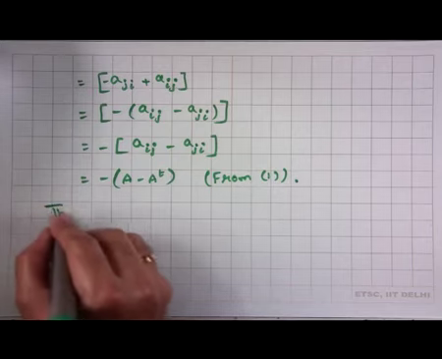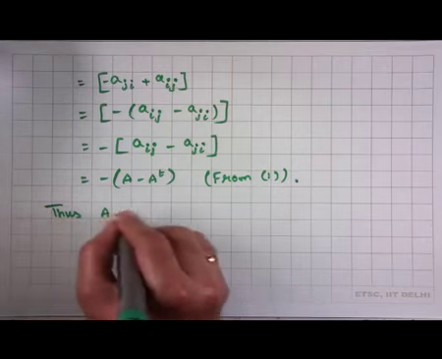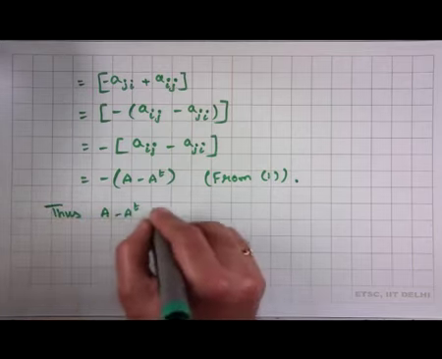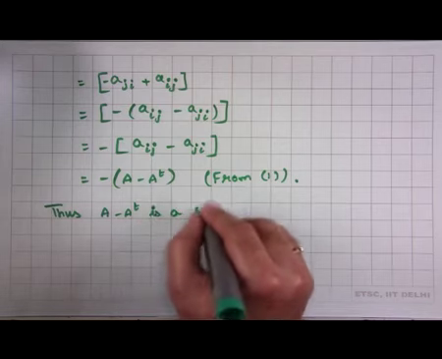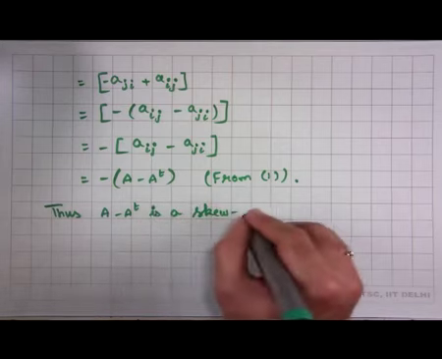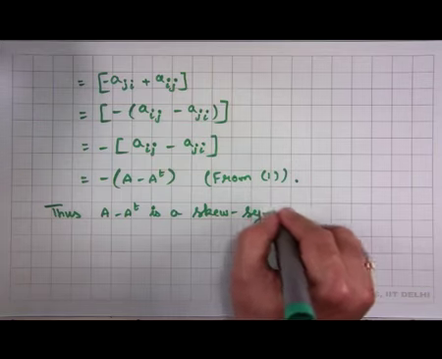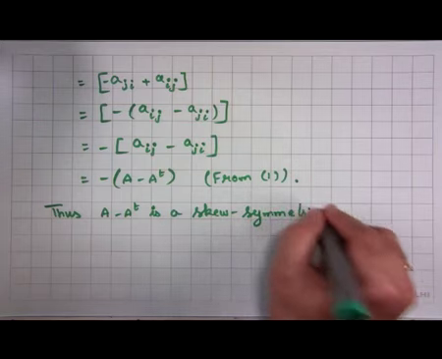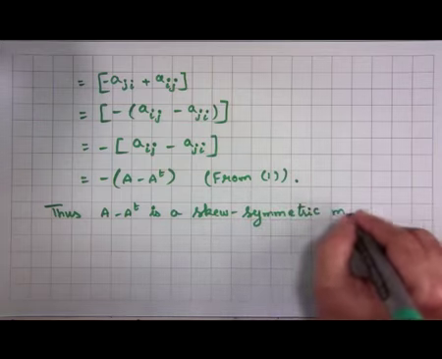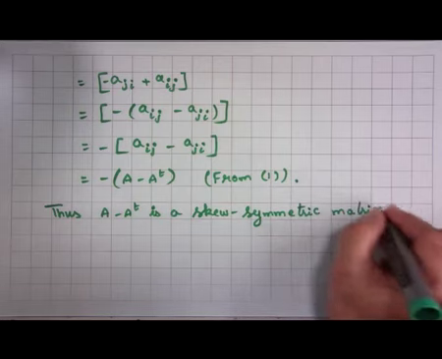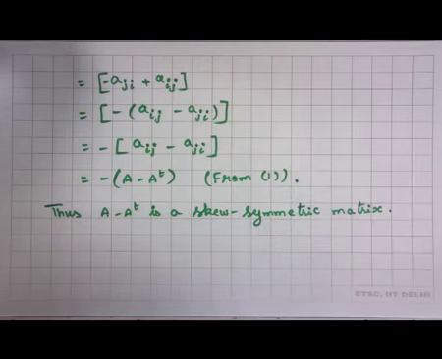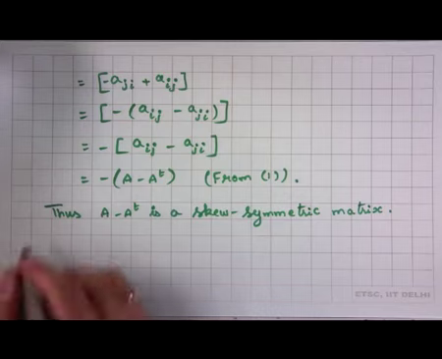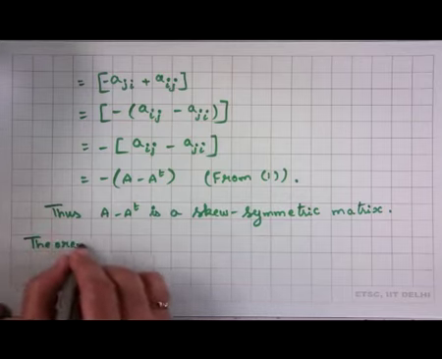Thus, A minus A transpose is a skew symmetric matrix. Now, let us do an important theorem in this direction.